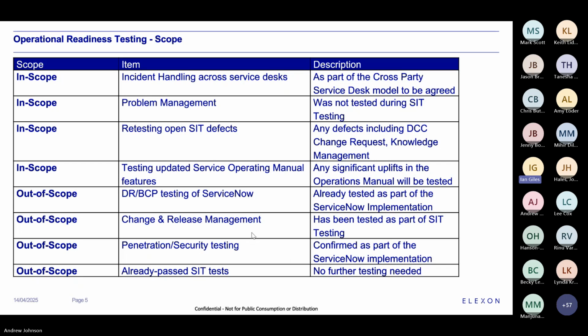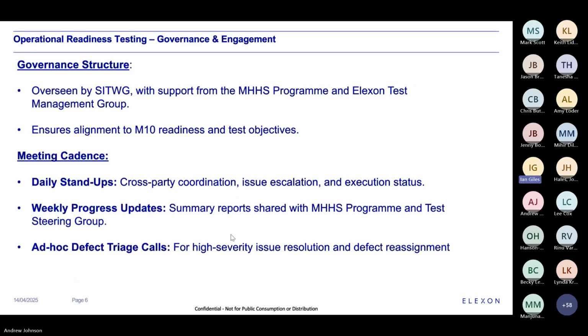Shall we move to the next slide? This gives an overview, and it's further detailed in the approach document, of the governance structure and the meeting cadence for the ORT. As it ran with SIT, which was a good approach to have, we'll have daily stand-ups with anybody that's participating in the ORT. We'll also have weekly progress updates, and we will issue a report after every daily stand-up to make sure everyone's aware of the landscape of the testing and how it's going.